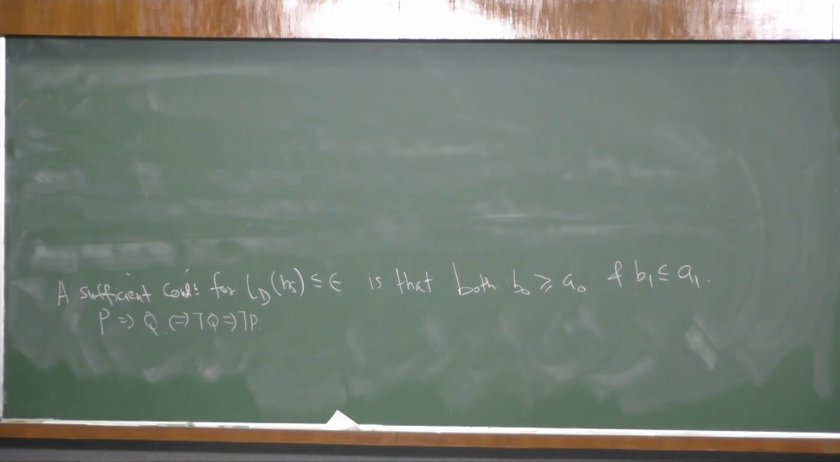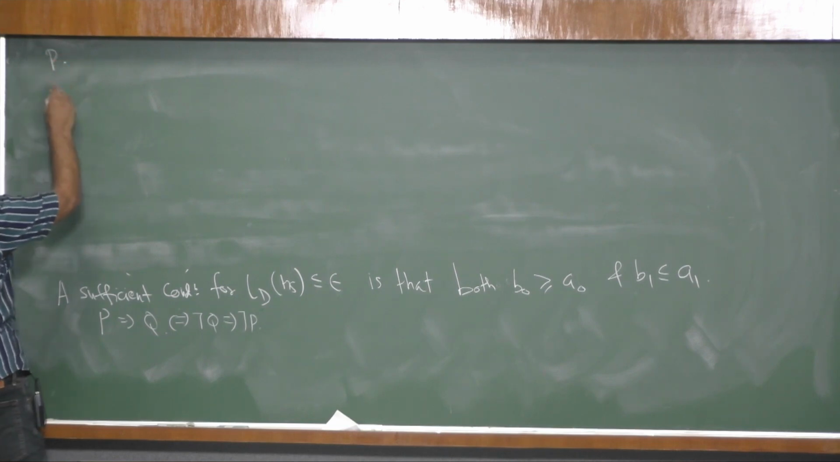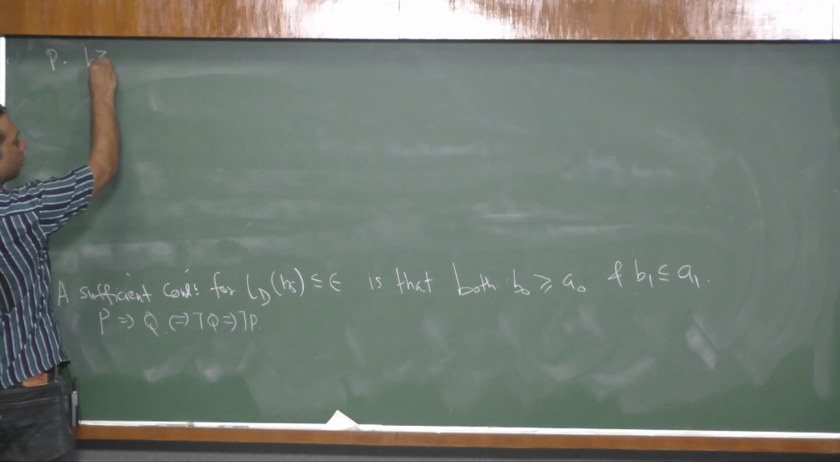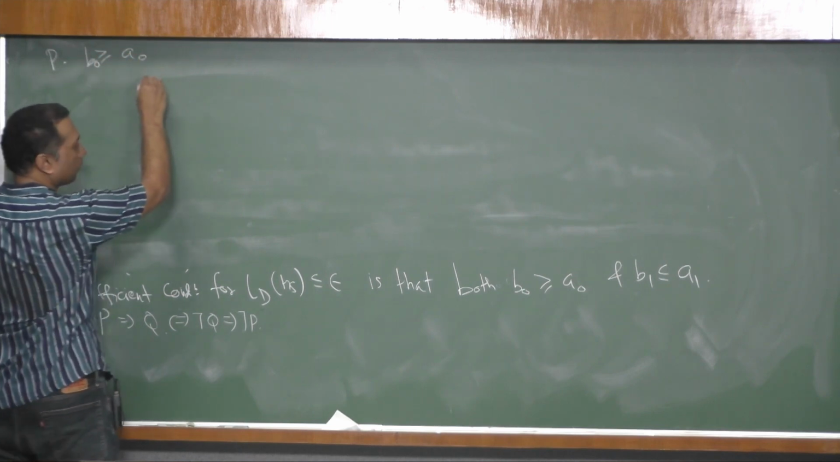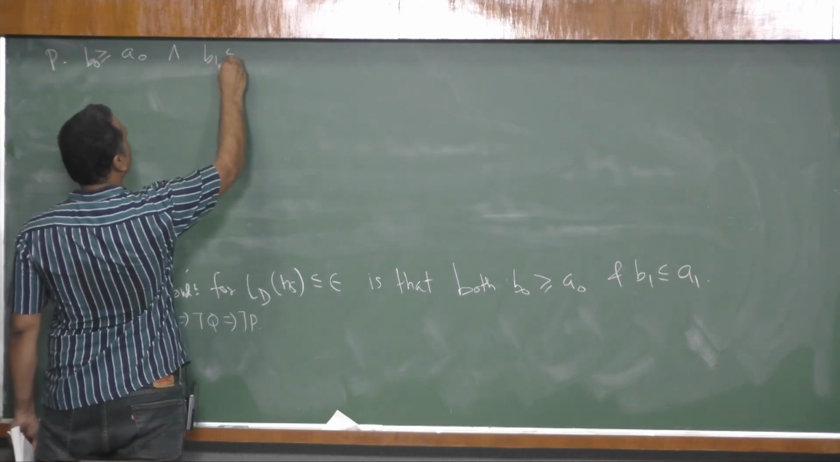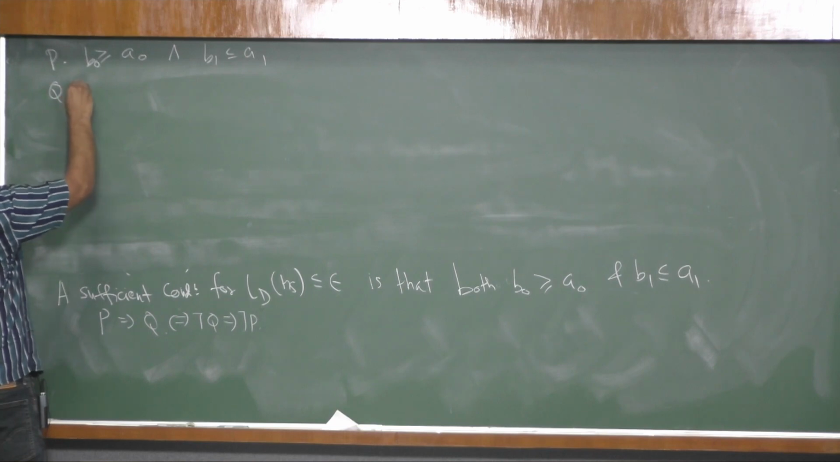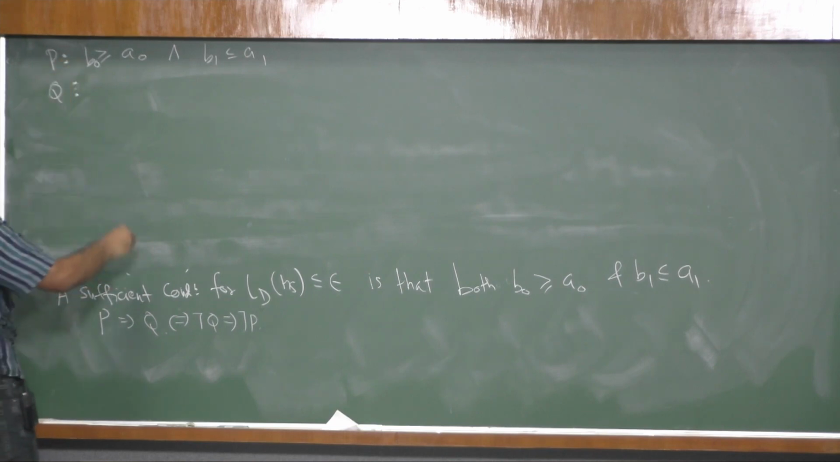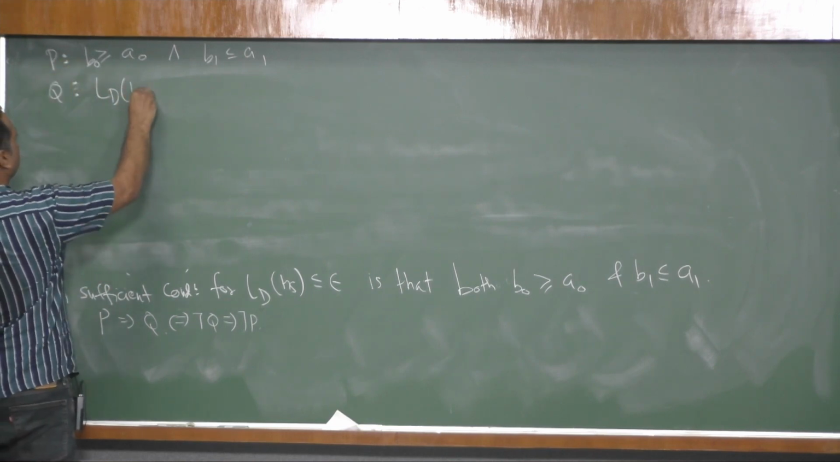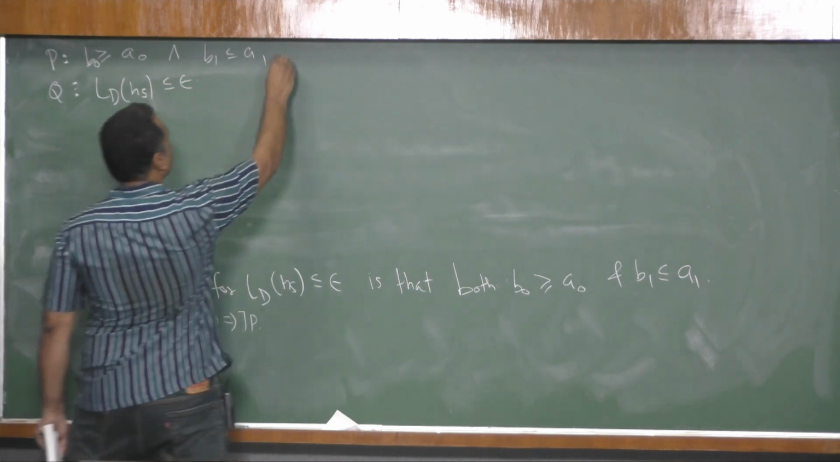Okay. So what is the statement? P is our statement that B naught greater than equal to A naught and B1 less than equal to A1, and Q is our statement that LDHS is less than equal to epsilon, and what we have is P implies Q.